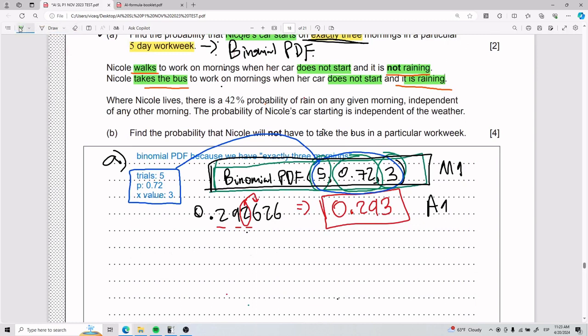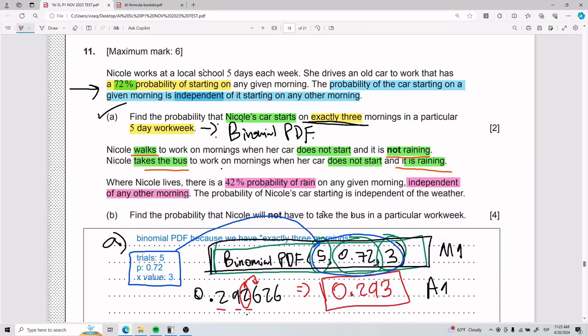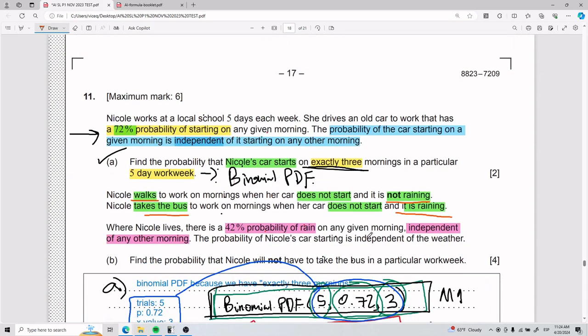Then they tell us, with respect to rain, that where Nicole lives, there is a 42% probability of rain on any given morning, independent of any other morning. Now, we already talked about independent of any other morning. It means that if it rained yesterday, that does not change the probability of it raining today. If it did not rain yesterday, it does not change the probability of it raining today. Independent. This 42% is not going to change. Every day it'll be 42%.